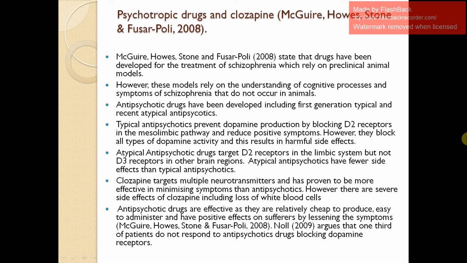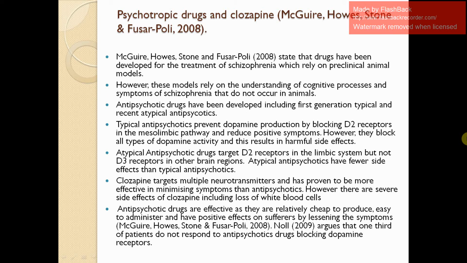Typical antipsychotics prevent dopamine production by blocking D2 receptors in the mesolimbic pathway and reduce positive symptoms. However, they block all types of dopamine activity, and this results in harmful side effects. Atypical antipsychotic drugs target D2 receptors in the limbic system, but not D3 receptors in other brain regions. Atypical antipsychotics have fewer side effects than typical antipsychotics.